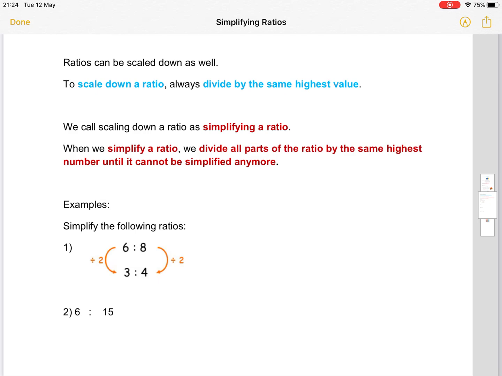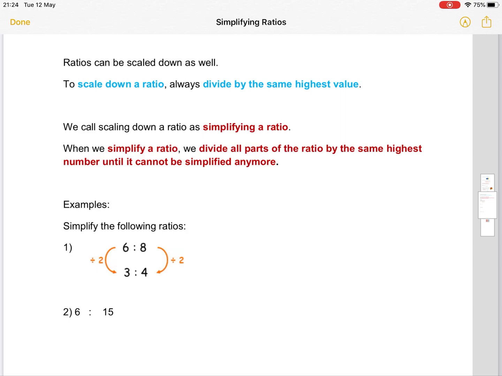6:8. 6 and 8 are both even numbers, so both can be divided by 2, as you can see from the arrows. I can divide the 6 by 2, which is equal to 3, and the 8 divided by 2 is equal to 4. I look at the answer, 3:4, and I say, can it be simplified further?